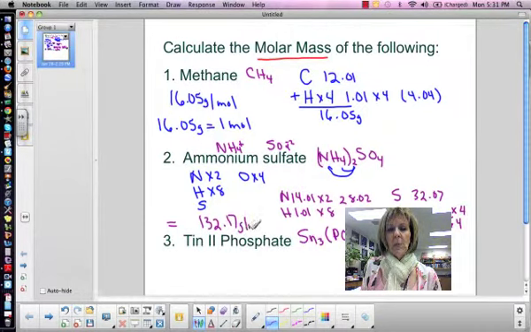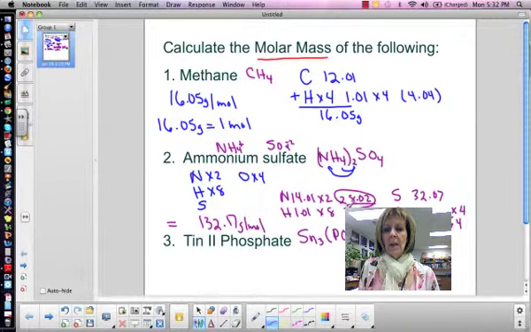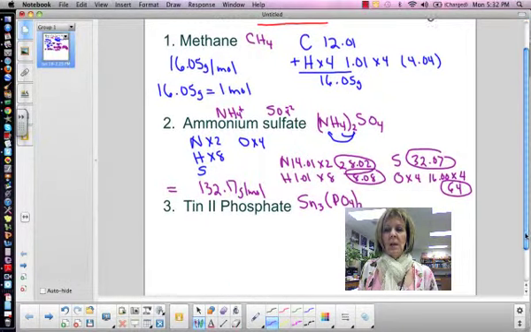132.17 grams per mole. What that means is that 1 mole of ammonium sulfate weighs 132.17 grams. And so I added this number, and this number, and this number, and this number in order to get that. All right, so now let's do our last one.